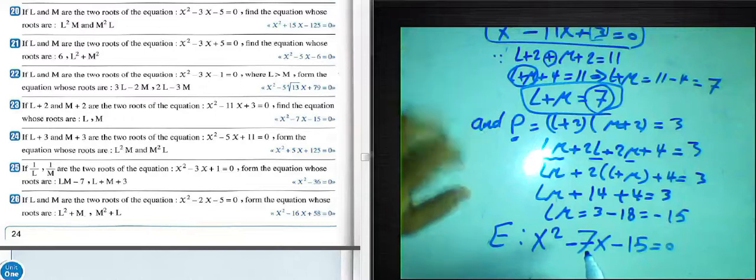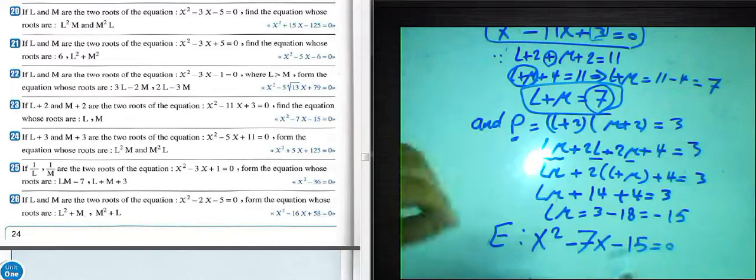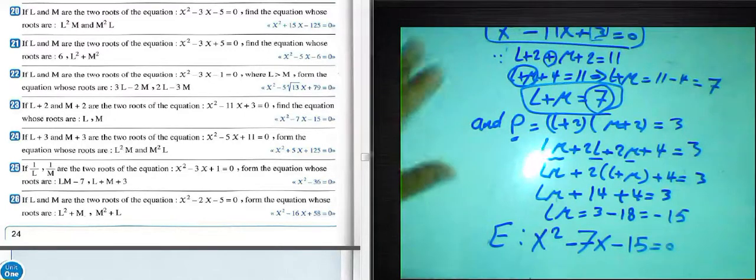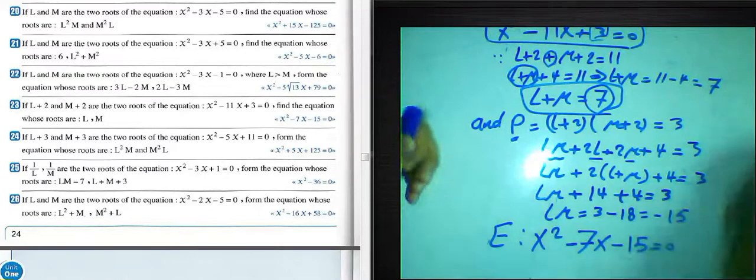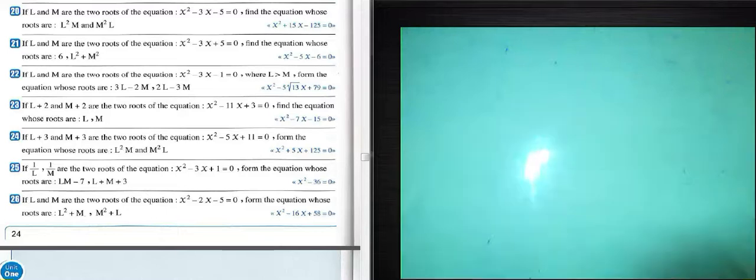Okay. It's very easy. You must write all the steps with me to understand. It was question 23. It's very easy. Okay. Question 24.